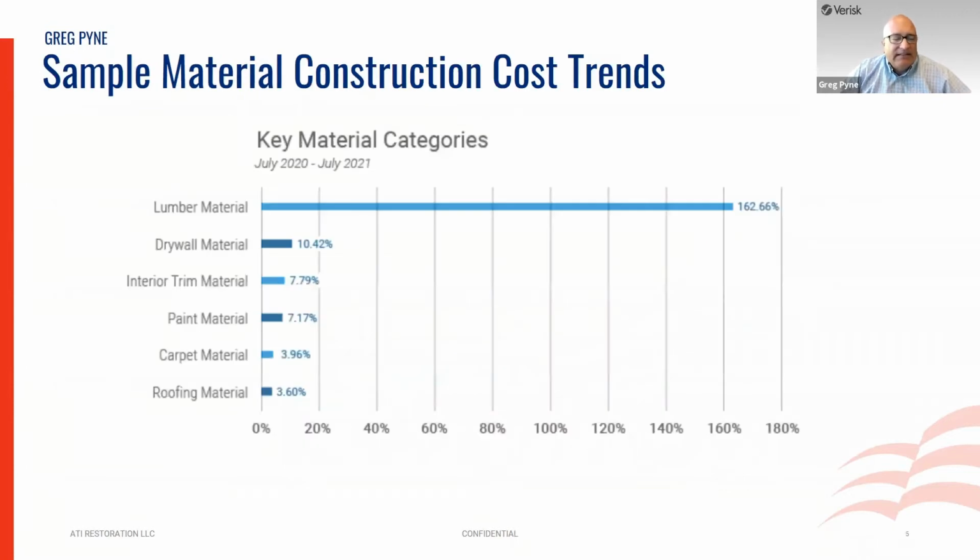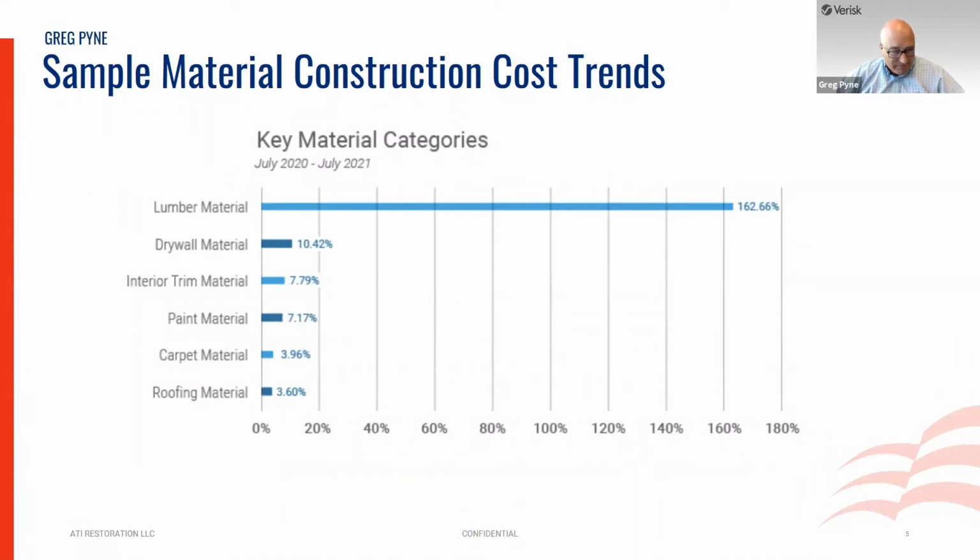This next slide looks at some key material categories and how they've changed over the last year, July to July. Lumber, like we talked about, overall, if you combine sheathing and dimensional lumber, we've seen over 162% increase over the last year. Drywall material, this is not just gypsum board, but the nails, the screws, the mud, the tape, the corner bead. At the national level, we've seen over a 10% increase in that type of material.